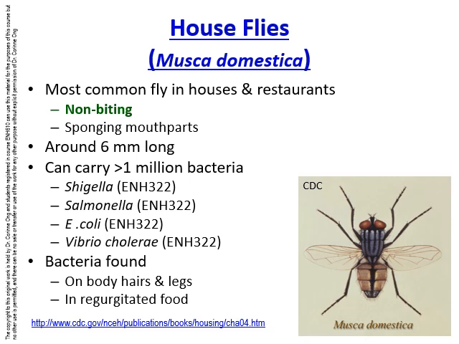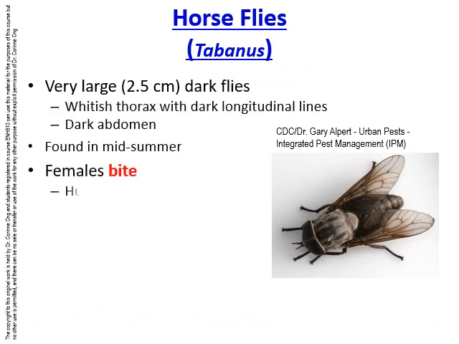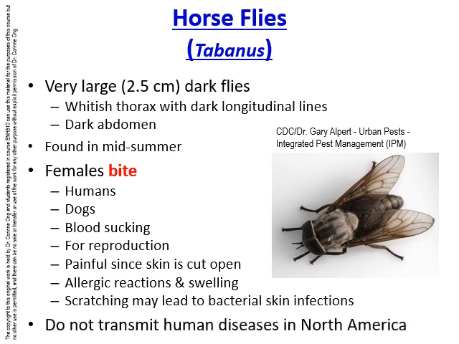Also, they regurgitate their food to soften it, so this is something we don't want to have on the food that we're eating. So let's turn our attention to the biting flies. The first type of fly is the horsefly. Unlike all the flies that we've encountered so far, these are very large flies. They're about 5 times the size of a housefly.